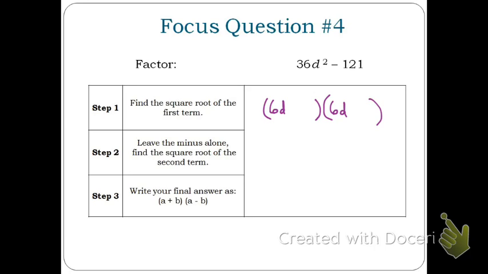Now with 121, one way that you might be able to remember that, if you were to take the front and the back, sometimes we forget, what's the square root of 121? 11. They add up to the middle. 1 plus 1 is 2, and the outsides are just like the 11 that we were looking for. So we could put minus 11 and plus 11 in the place of that minus 121 when we're factoring. So we have 6d minus 11 times 6d plus 11.